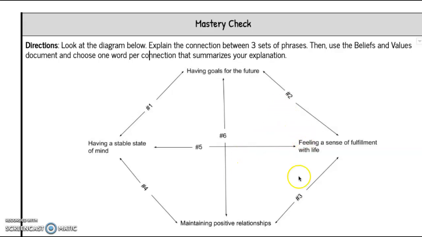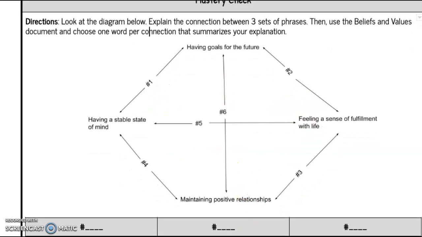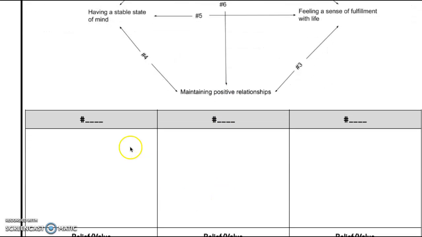So you're going to choose 3 connections, 3 different numbers, and you'll explain your thoughts below. So in the blank it says blank, number blank, so perhaps I choose number 4. I would then explain in this box the connection between having a stable state of mind and maintaining positive relationships. That's your explanation that you'll put here. You will choose 3 of the 6 connections and explain how they're connected.